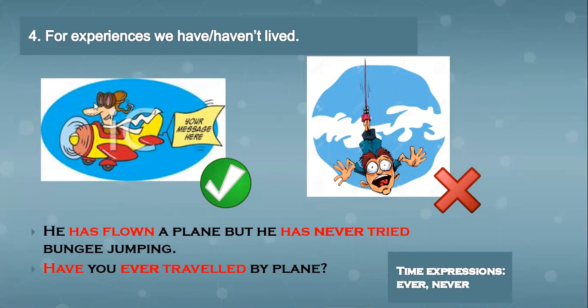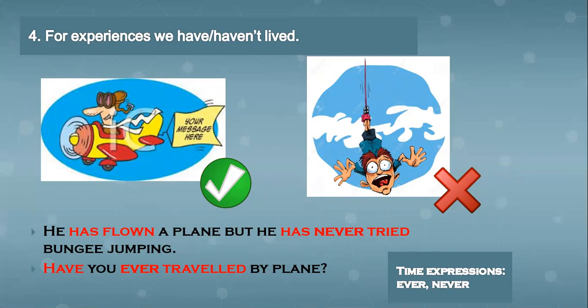For experiences we have or haven't tried yet. Okay, so some experiences we have tried them for the first time, and some experiences we haven't lived them yet. So, how do we say it? We say, he has flown a plane. That means that he was the person controlling the plane. So, he was the pilot. He has flown a plane, but he has never tried bungee jumping.